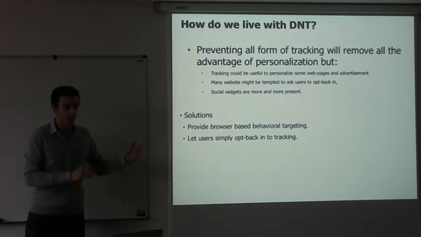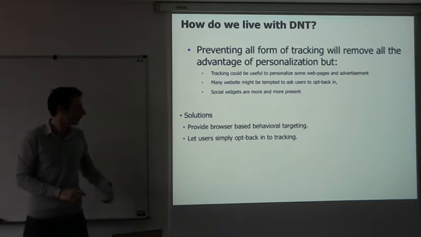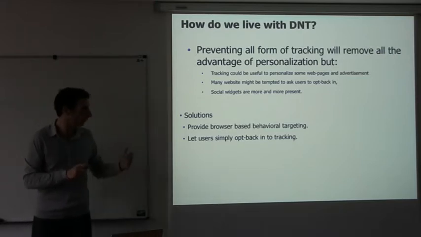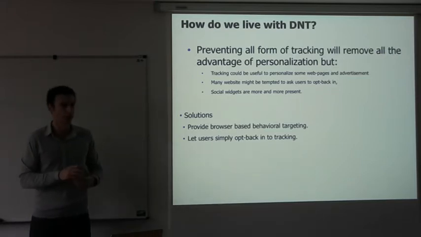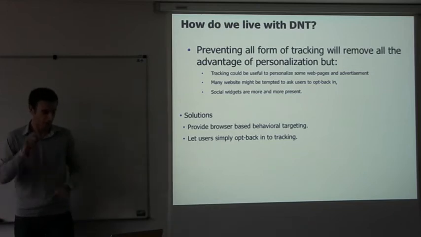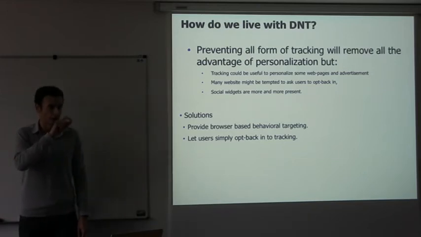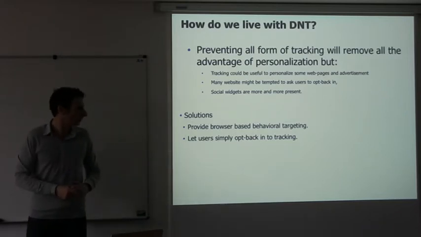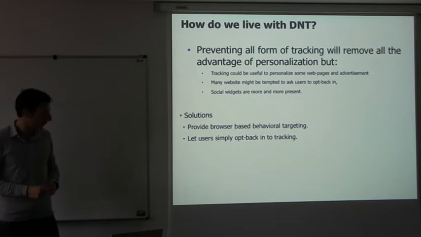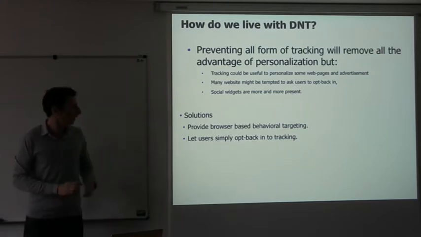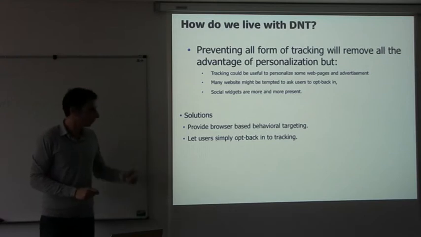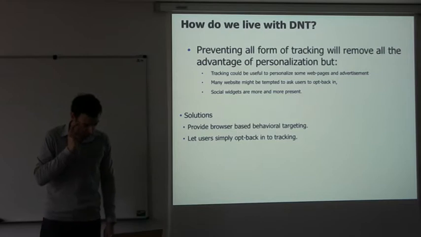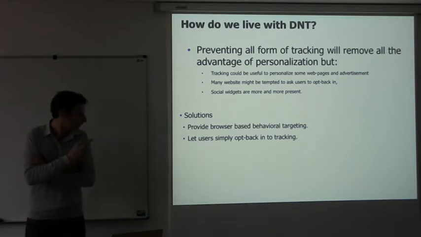For example, some users like to receive personalized advertisements. Also, if we prevent tracking on every website, many websites will ask the user to opt back in by clicking on a button or giving their consent. If we end up having all the websites with a small button asking users if they agree to be tracked, it's not going to work because many users won't be happy with the user interface. Also, widgets are more and more used, like Facebook Connect, Google Plus, Twitter. They're more and more used to share data between users.